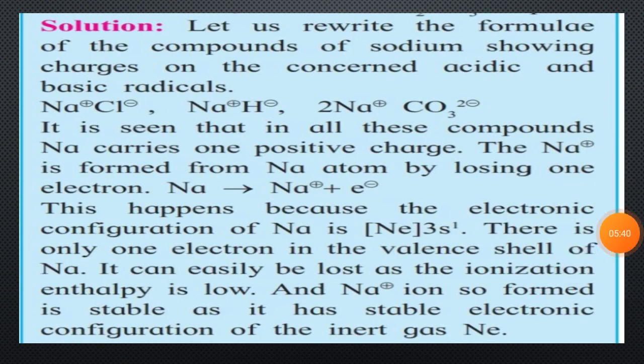So here student, the ionization enthalpy of sodium atom is low, so it will lose one electron. So student, Na forms a plus one charge ion and it is stable, and it is near to the stable electronic configuration of the inert gas neon. When sodium loses one electron, its electronic configuration will move towards the stable electronic configuration of which element? Of neon.